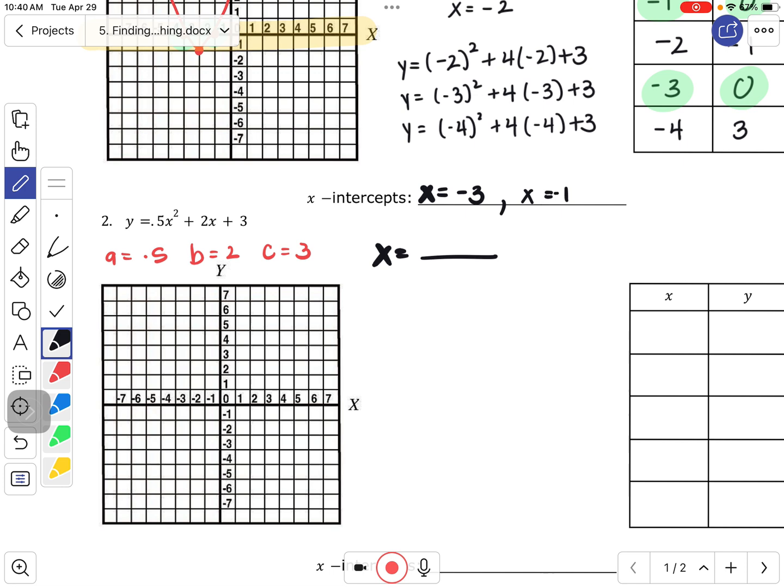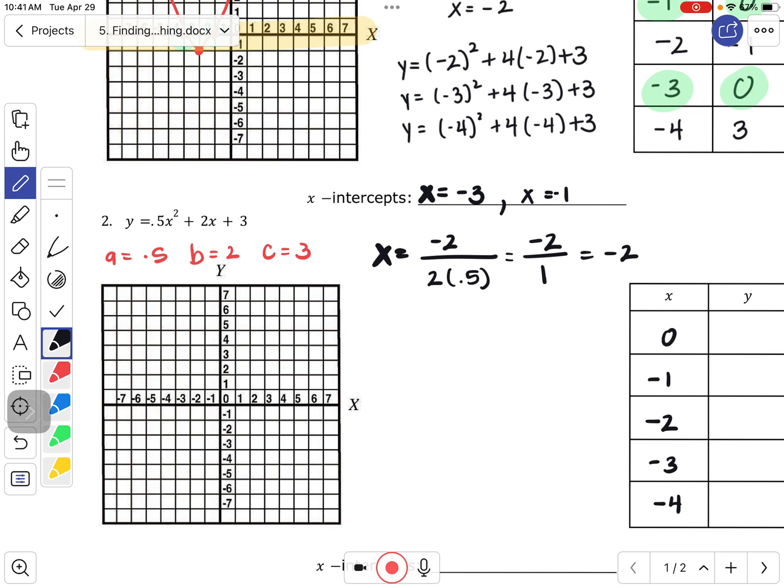So I'm going to take the opposite of my b, which is going to be a -2, divided by 2 times my a value, which is 0.5. Okay, -2 is staying -2. If I do 2 times 0.5 in my calculator, I get a 1. -2 divided by 1 is -2. So I'm going to put -2 in my table, and then -3, -4, -1, 0.